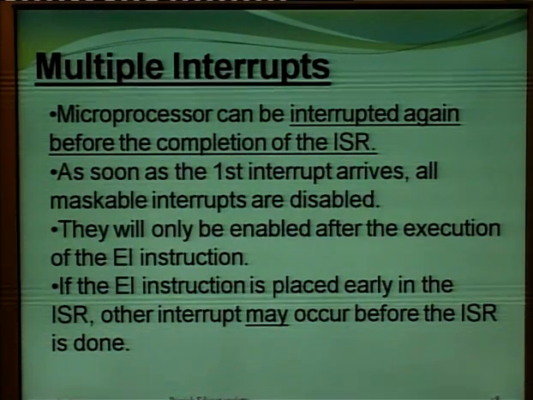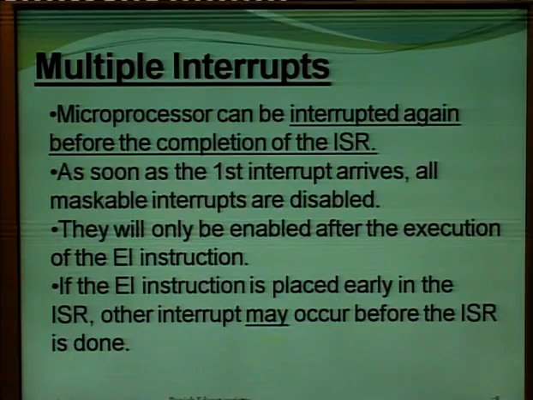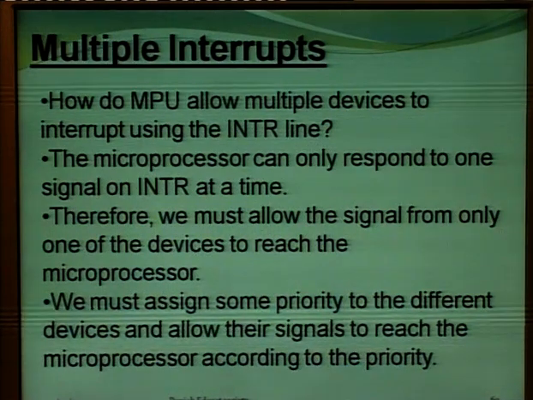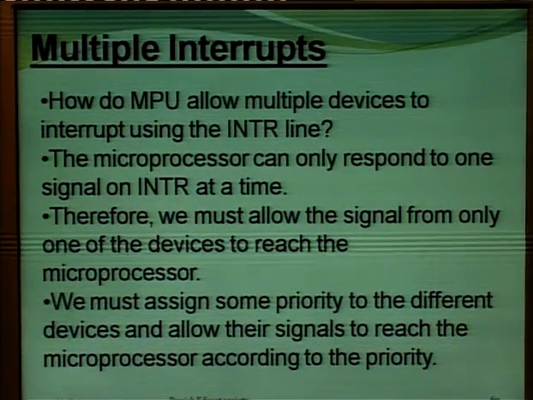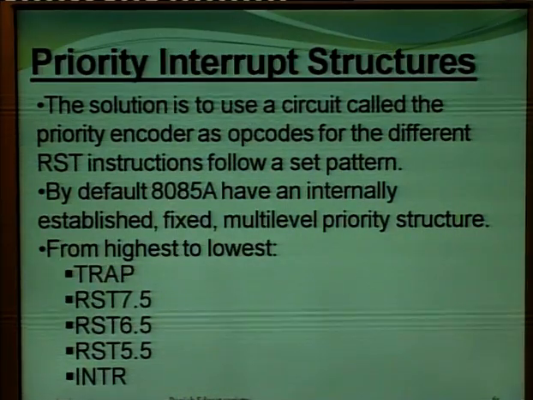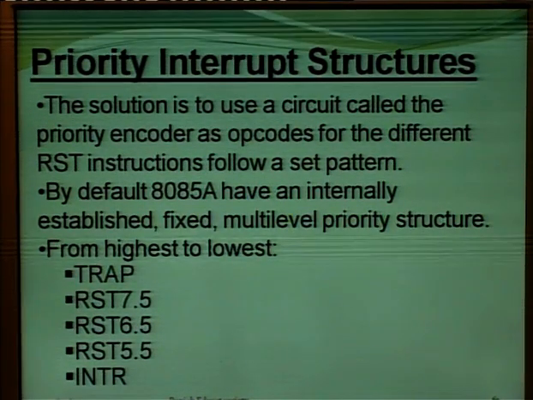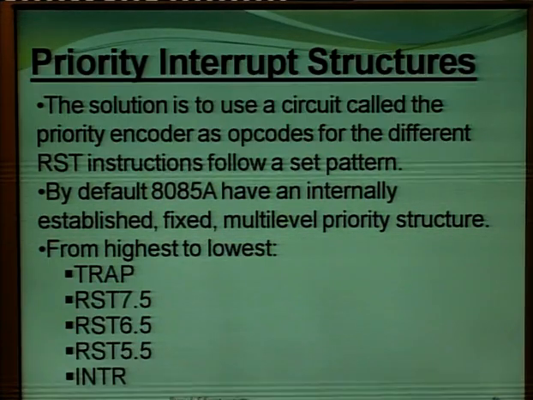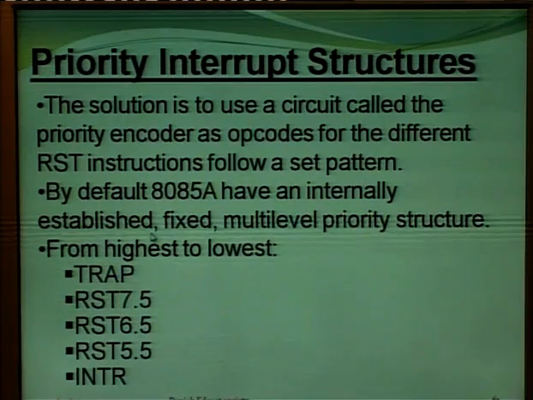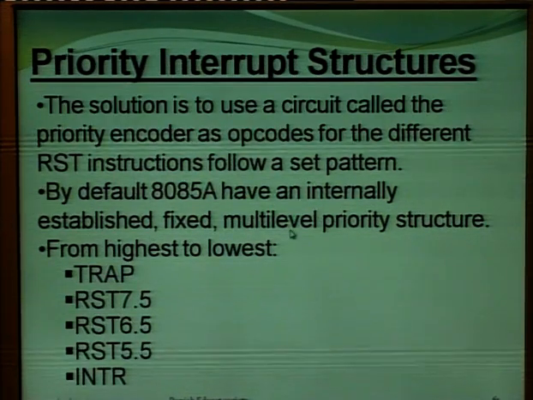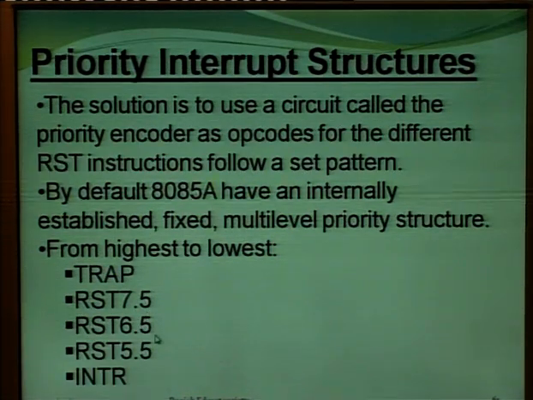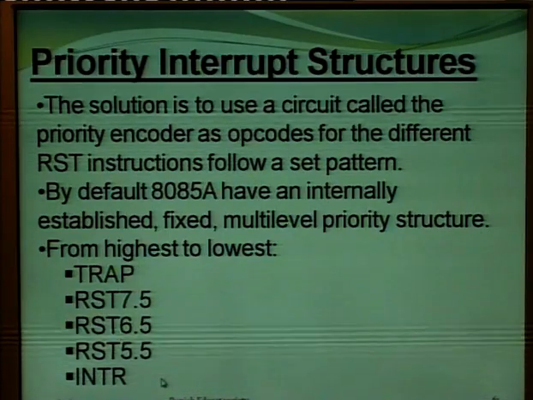The microprocessor can be interrupted again before the completion of an ISR, but for multiple interrupts there is a priority system which tells which interrupt is to be handled first. The solution for the priority system is a priority encoder, as there are many interrupts to handle at a time. By default the 8085 has an internally established fixed priority, according to which TRAP is the highest priority, then RST 7.5, RST 6.5, RST 5.5 and INTR.